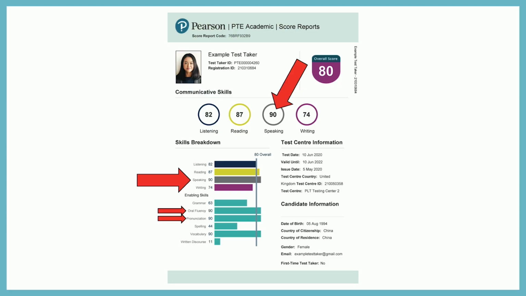Good stuff. Let's take a look at this scorecard here, because if you take PTE Academic, of course you get a speaking score. And your speaking score is composed of different sub-skills or enabling skills, such as fluency and pronunciation, as well as vocab and grammar as well. So can you just quickly tell us what goes into pronunciation and oral fluency?